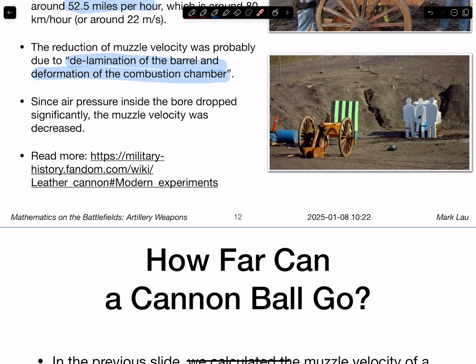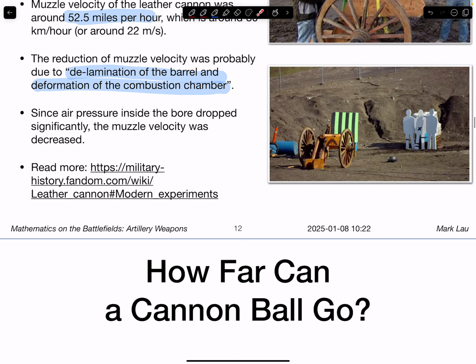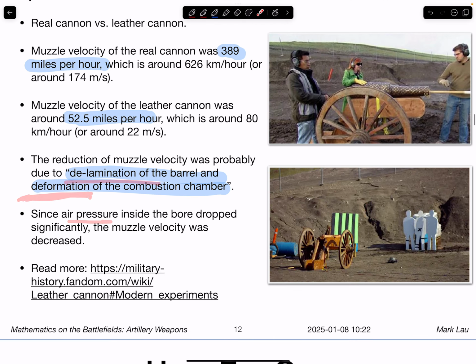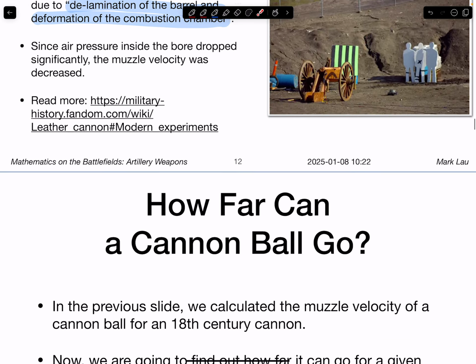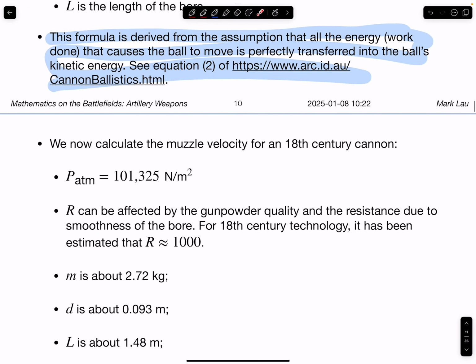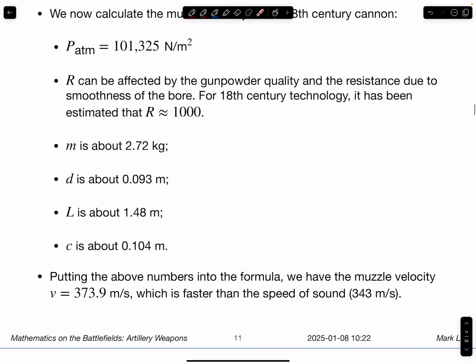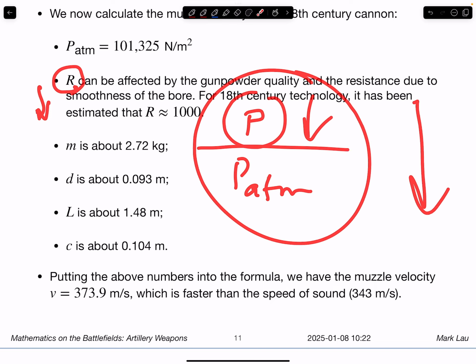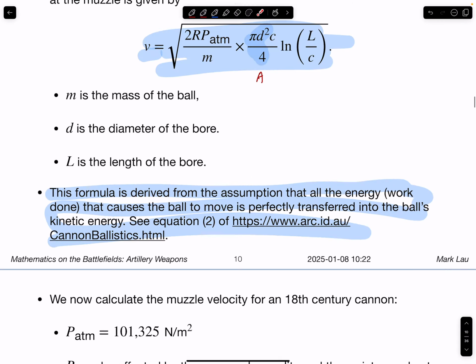Since air pressure inside the bore dropped significantly, delamination and deformation, these two factors actually make the air escape from the cannon, and that's why the air pressure inside the bore reduces. So if the air pressure decreases, then R decreases, right? Because R is basically the actual air pressure divided by P_ATM, and if P decreases, then the entire thing decreases. Okay.